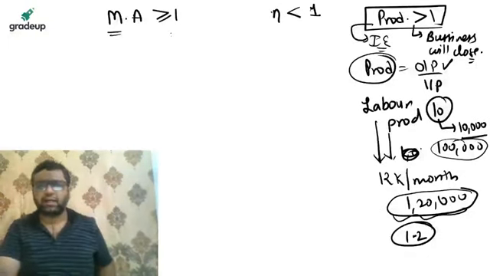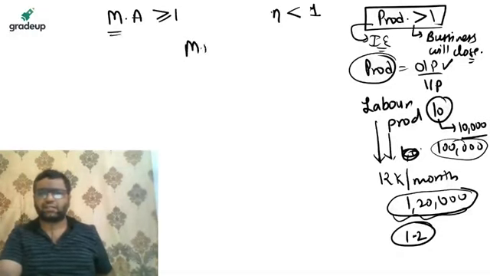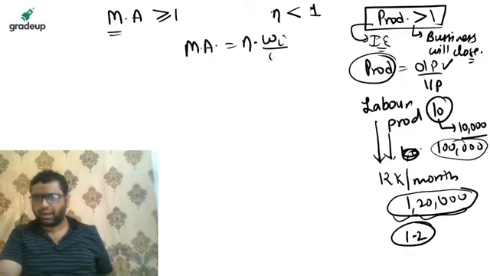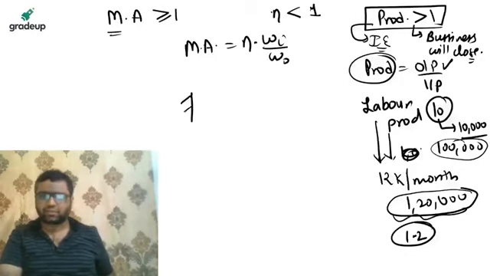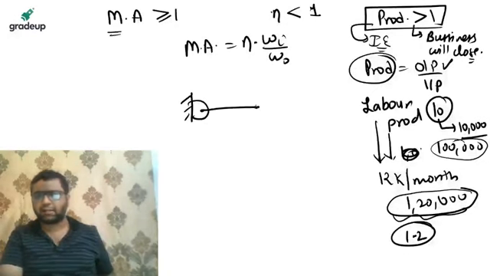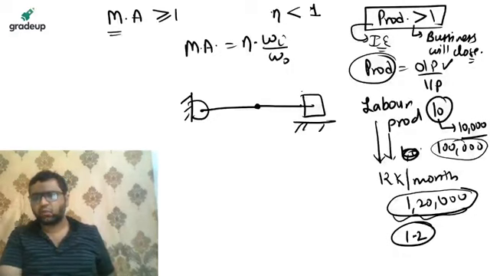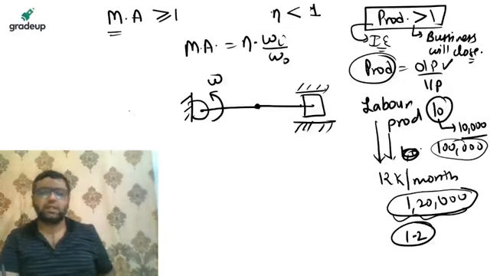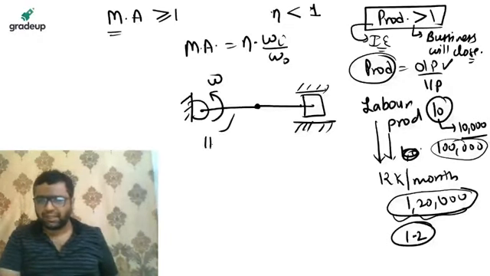So my dear, mechanical advantage is more than 1, and mechanical advantage from now onward is given as efficiency times omega input by omega output. One question came in GATE from this concept. A single slider crank mechanism was given, and for this position they asked to find out the mechanical advantage. They have given that omega is the angular velocity for this input link, and this is the output link.